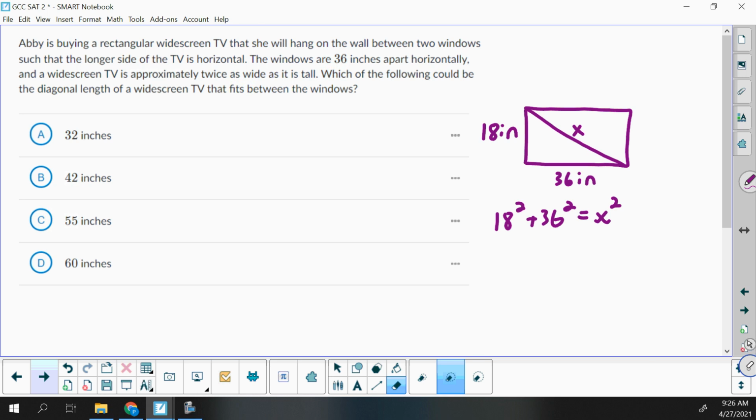We'll give you a moment to punch that in and solve for x. So we should eventually get that x is 40.24 inches. So that's the maximum length of the diagonal. So we need our diagonal to be that or smaller, so the choice that would make sense would be choice A, the 32 inches.